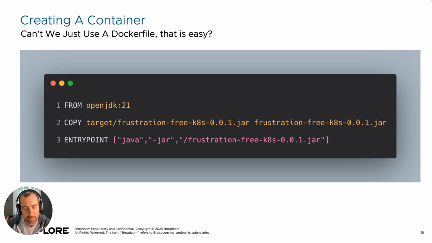Now about the container problem. We need to package our app in a container. So we can just use a Dockerfile, right? That's easy. Here's a Dockerfile that's only 3 lines long that would actually accomplish exactly what we would need to do. So why is that a problem? Why is that so hard? That's not too hard, right?